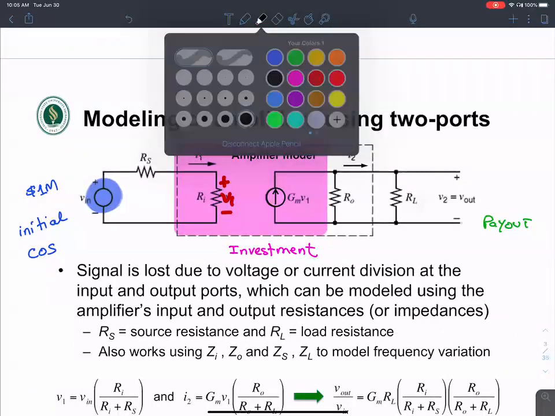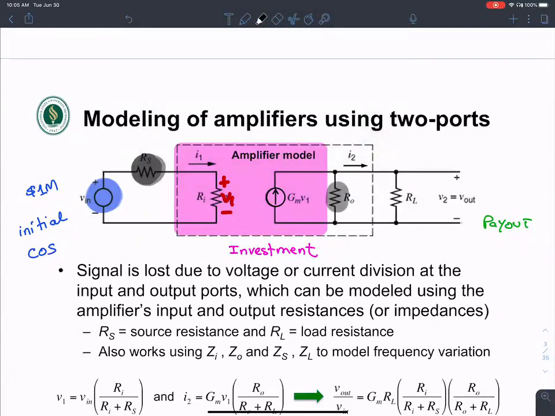So here is the typical amplifier model, and you want to make sure that you're not losing a whole lot of your signal to the amplifier resistances. The ones highlighted in black, RS and RO, are of importance to us.